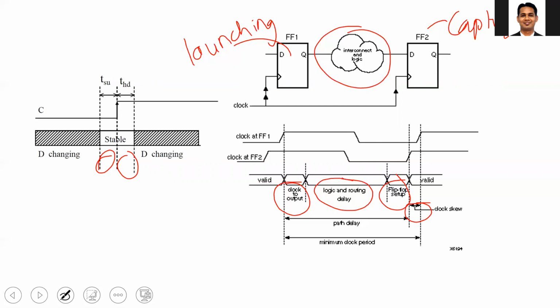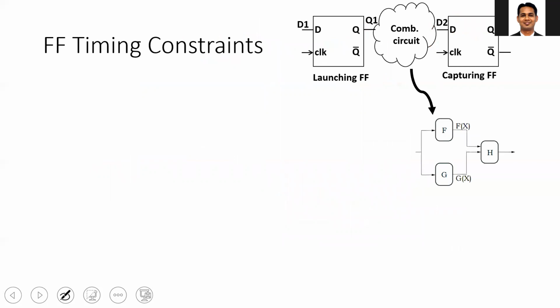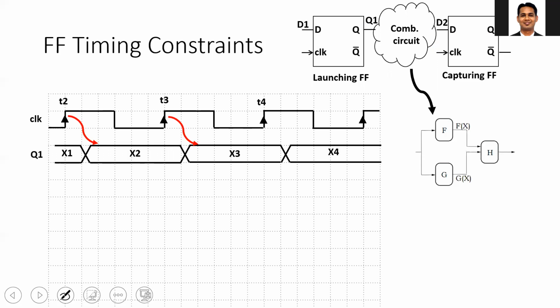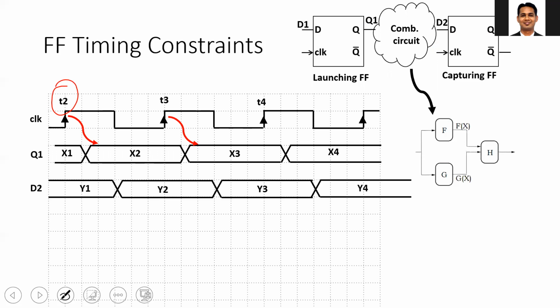So based upon this observation, here we are showing the same observation using the graphical representation. Here we assume that at every positive clock edge, the launching flip-flop is capturing the data X and passing it to the output. And you can see that at the time T2, it is capturing the data X2 and passing it to the output Q1 after a certain clock to output time period.